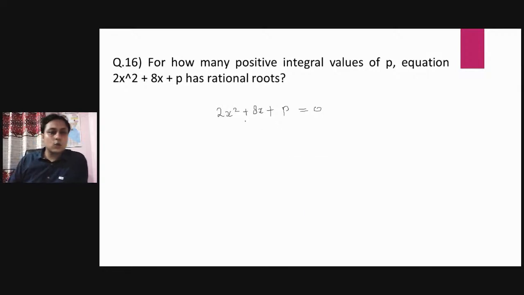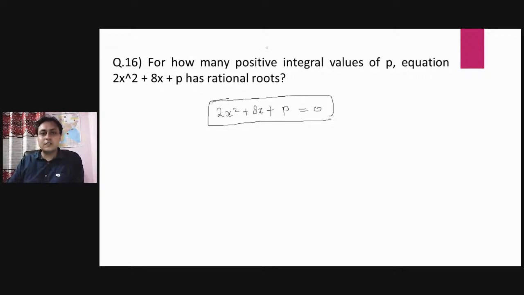So guys, 2x² + 8x + p is the quadratic equation. So the question is, for how many positive integral values of p? Positive integral values means p should be an integer and greater than 0, like 1, 2, 3, and so on.